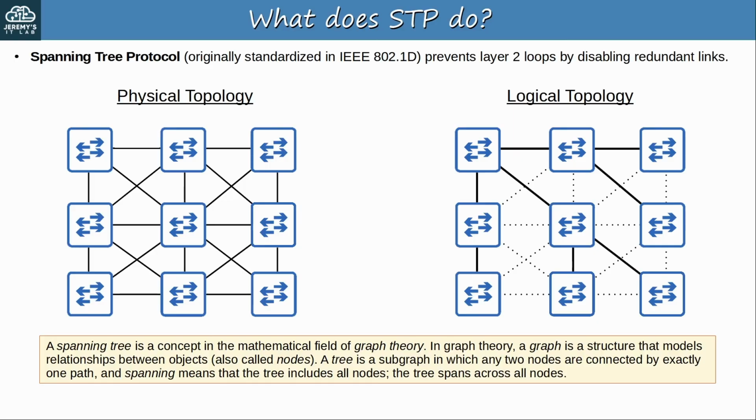The physical topology on the left can be considered a graph, with various connections between nodes. The logical topology on the right is a tree, a subgraph in which any two nodes are connected by exactly one path. And the tree spans across all switches in the LAN. It is a spanning tree. Now let's see in more detail how Spanning Tree Protocol creates a spanning tree among the switches in a LAN.